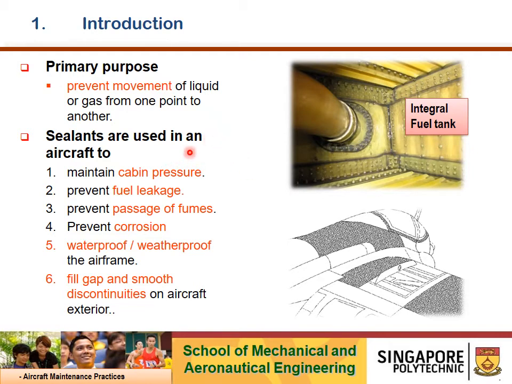Sealants are used in an aircraft to maintain cabin pressure, prevent fuel leak, prevent passage of fumes, prevent corrosion, waterproof or weatherproof the airframe. Last but not least, fill the gaps and smooth discontinuities on the aircraft exterior. On this picture here, this is the integral fuel tank where you can see that sealants, as shown here, have been applied to prevent fuel leak and passage of fumes.